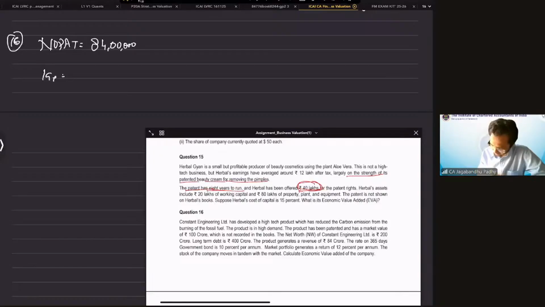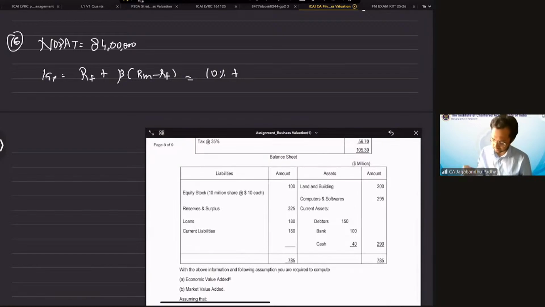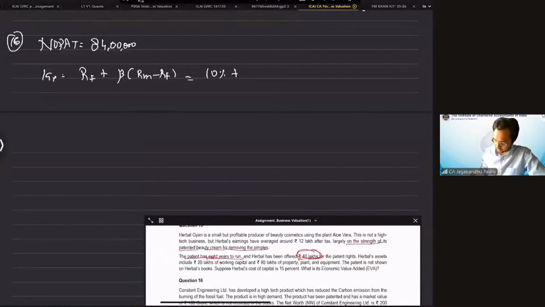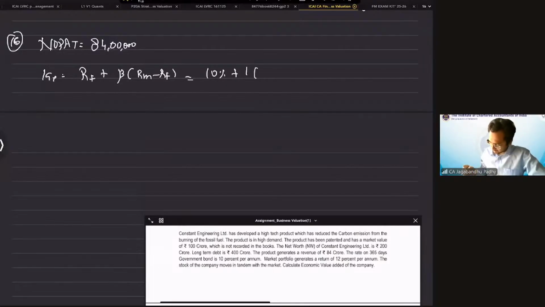The risk-free rate is 10%. So we are going to follow the CAPM. So risk-free rate plus beta into RM minus RF. So risk-free rate is 10% plus beta would be 1, and market rate of return is 12% minus 10%. That is ultimately 12% itself.